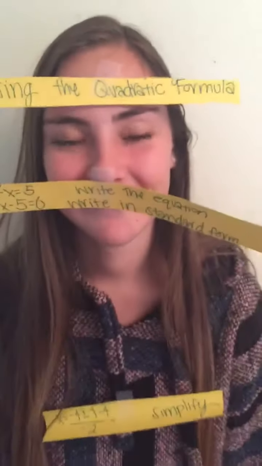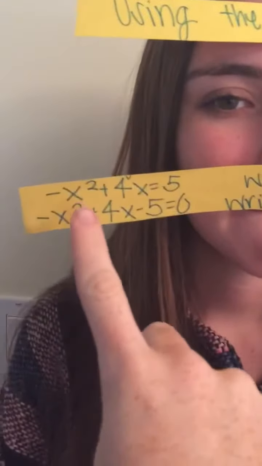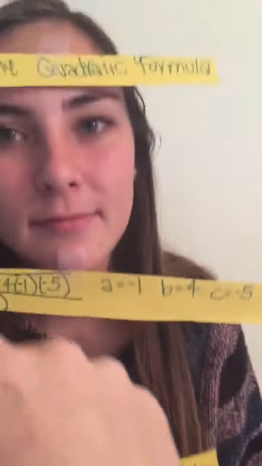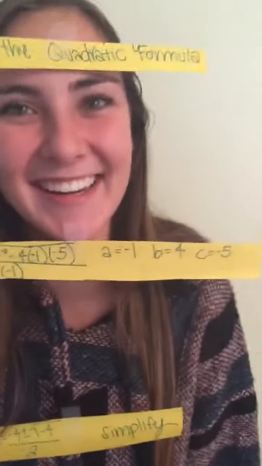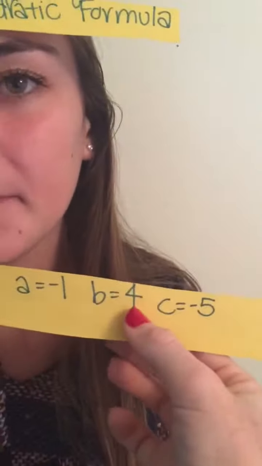Using the quadratic formula. First, you're going to write the equation in standard form, like this. And then you're going to put it into x equals negative b plus or minus the square root of b squared minus 4ac, all over 2a. So then you have, because a equals negative 1, b equals 4, and c equals negative 5.